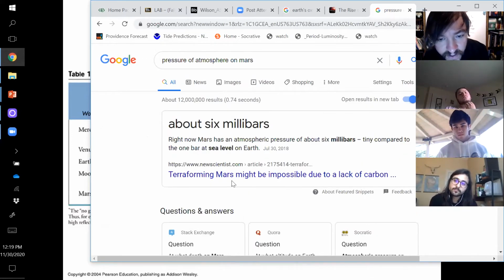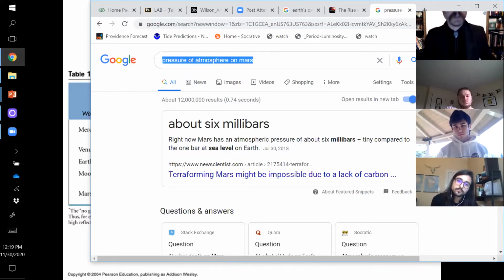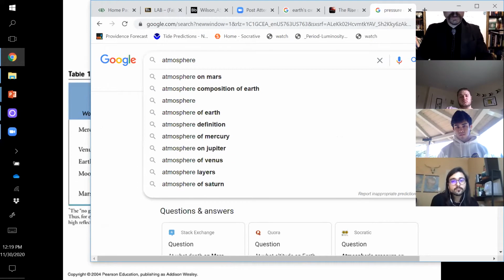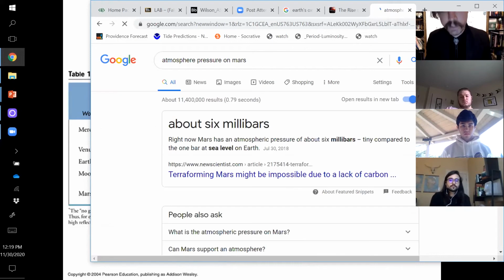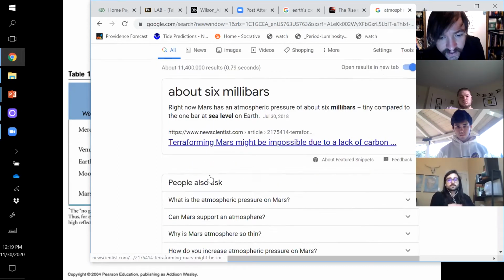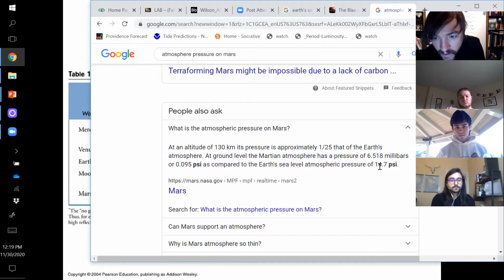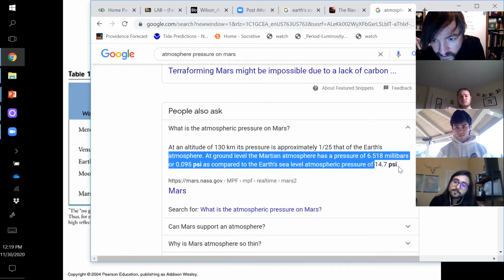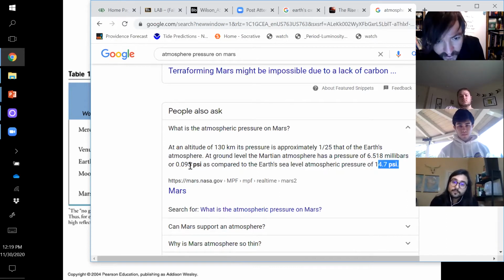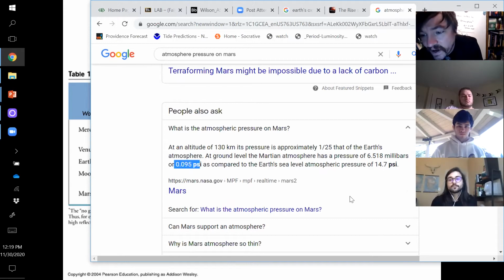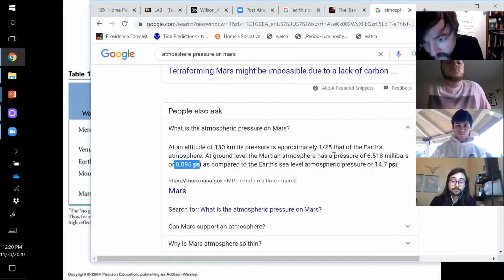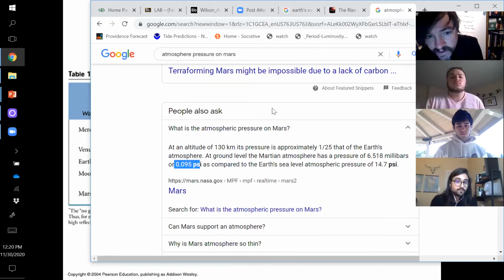There's so many different pressure units. Hold on. Atmospheric pressure. If you want to do it in pounds per square inch, 14.7 psi is Earth's atmospheric pressure. Mars's atmospheric pressure is 0.095 psi. If you divide this number by that number, you get a factor of 150. So Mars's atmospheric pressure is 150 times less than Earth's.